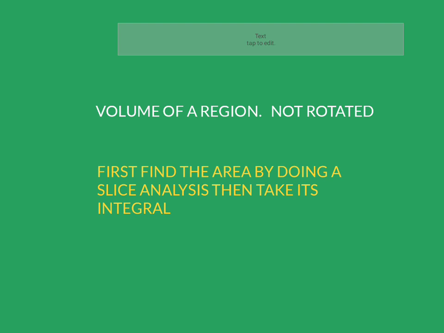The biggest thing we need to take away from tonight is that volume of a region is not rotated. We're just filling that region up with a specific shape. So first and foremost, let's star this. We are just going to first find the area by doing a slice analysis and then taking its integral. Again, volume is just the integral of the area of the shape you're talking about.